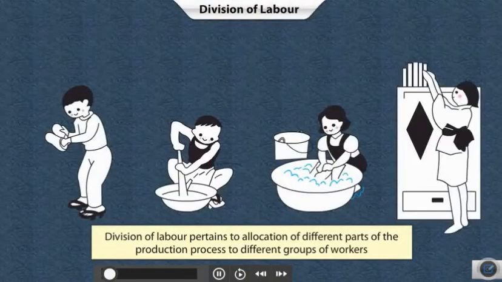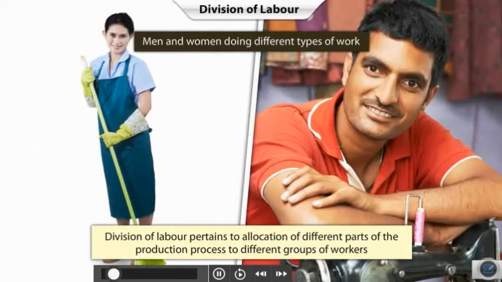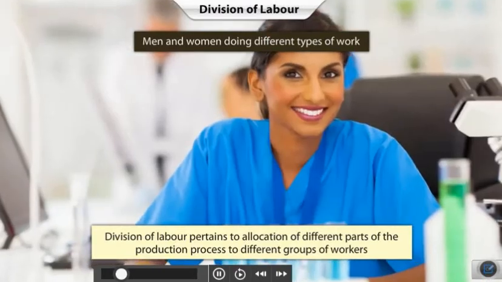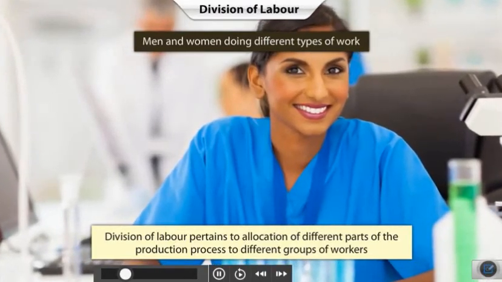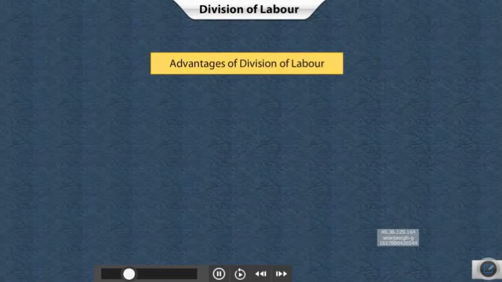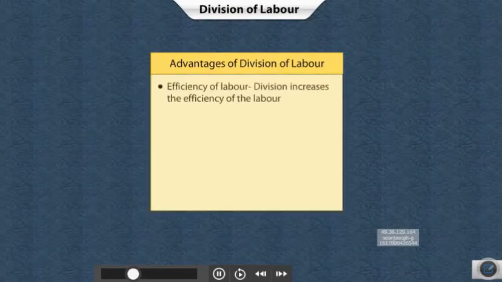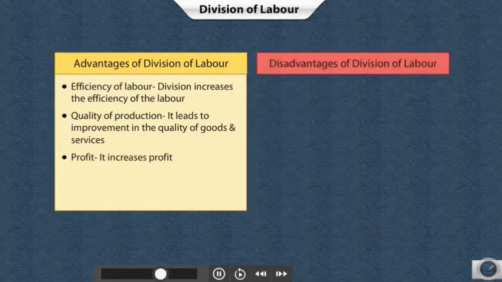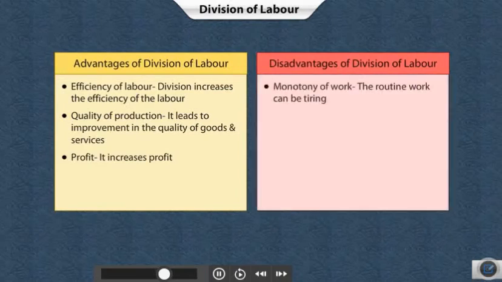Under the concept of division of labor, the process of production is made into steps and assigned to different people who often specialize in one particular area of work. The advantages of division of labor are efficiency of labor: division increases the efficiency of the labor. Quality of production: it leads to improvement in the quality of goods and services. Profit: it increases profit. The disadvantages are monotony of work.